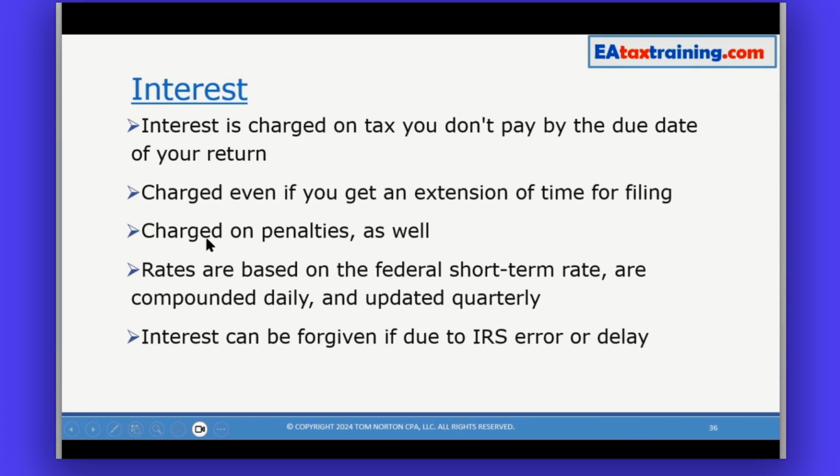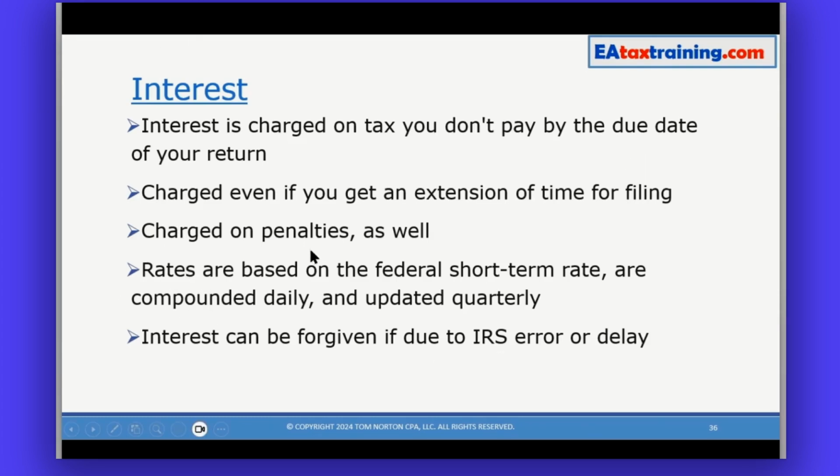So if you didn't pay, or you paid late, or you filed late, and you get penalties for those things, interest will be charged on the penalties as well as on the tax. So they're really getting you here. If you got a large amount due, it can really add up because you're paying interest on the tax and you're paying penalties and you're paying interest on the penalties, and those rates compound daily.